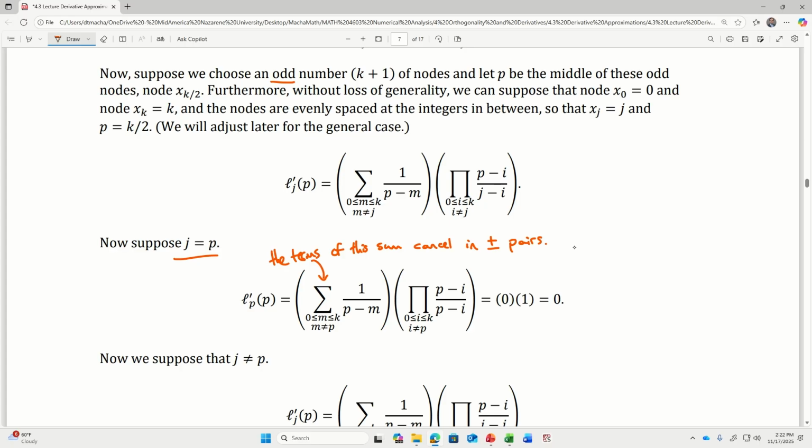So that means the weight for the middle node is 0. And that means, just like with the central derivative approximation, we don't care what the value of the function is where we are trying to take the derivative. If it's a central derivative approximation, you just end up getting a weight of 0 every time.